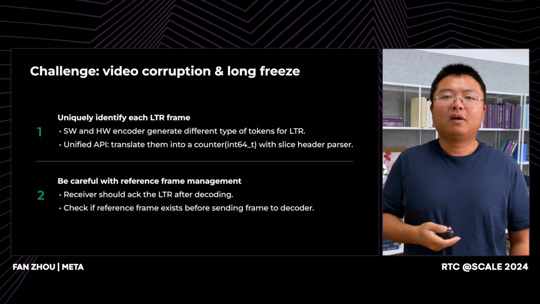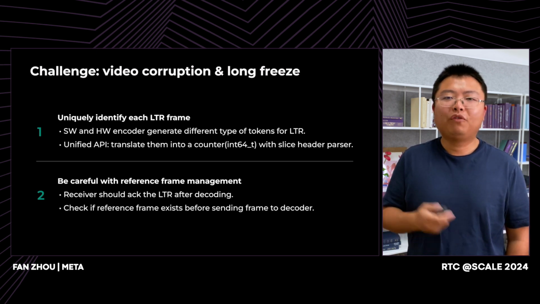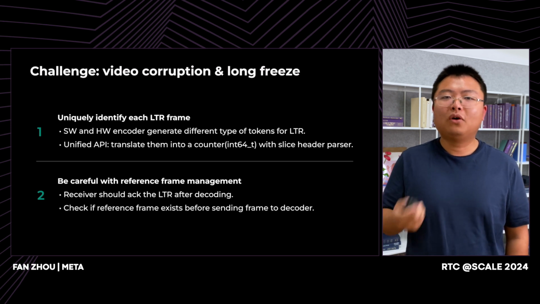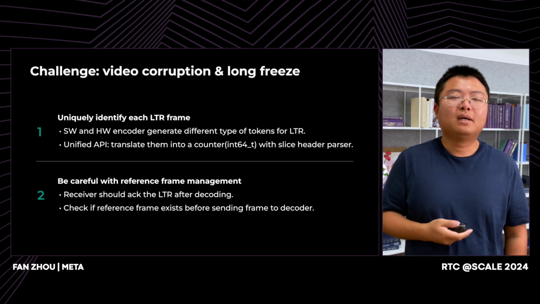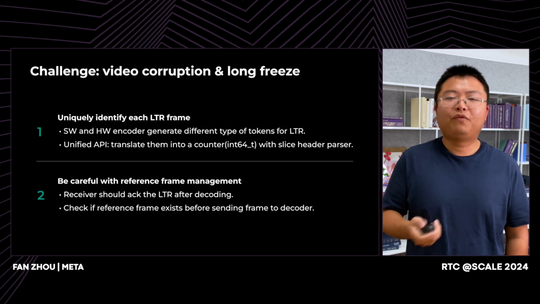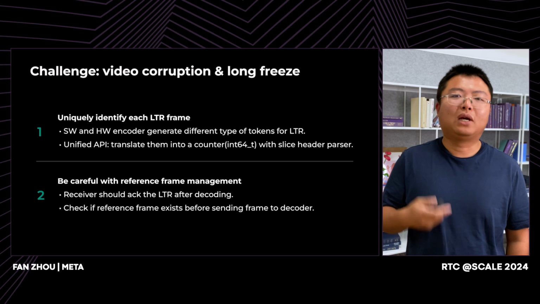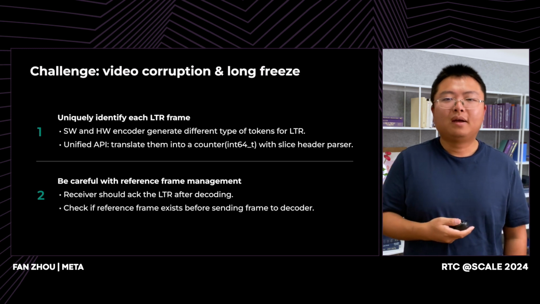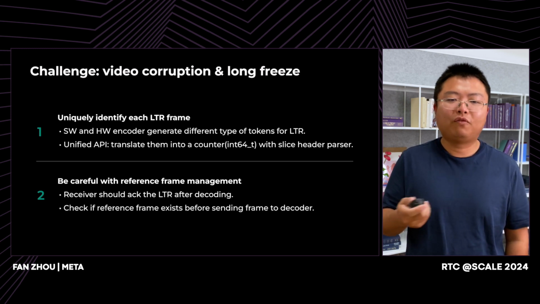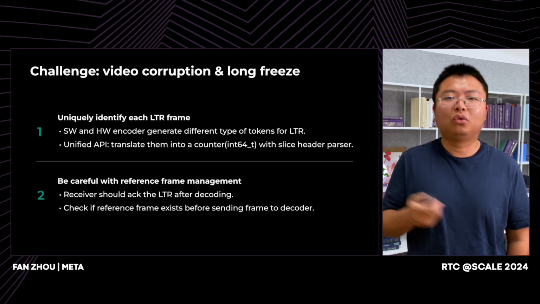The second challenge is that we have to be careful with reference frame management. Previously, we acked every LTR once we received every packet for the LTR. But we found that later, this LTR might not be decoded. It will be dropped before being decoded. As a result, the receiver will not save this LTR in its buffer. So in the future, once the receiver gets an LTRP encoded using this LTR as a reference, the receiver is unable to decode it, hence causing a long freeze. That's why we have to make sure to check the reference frame and make sure it exists before sending the frame to the decoder.